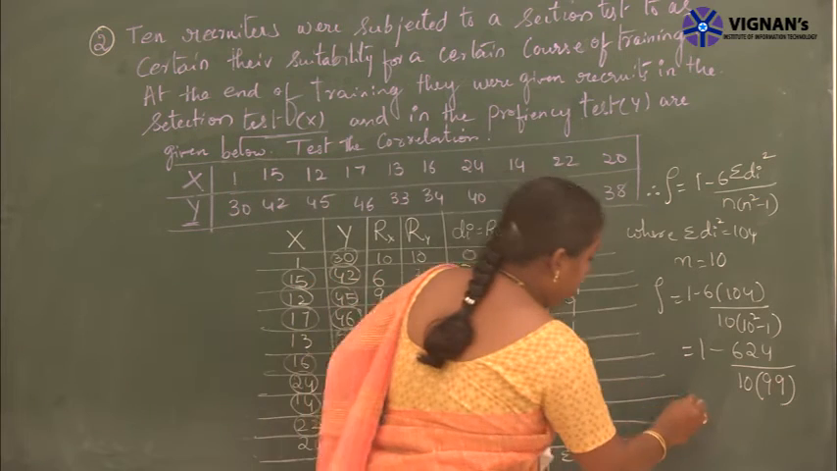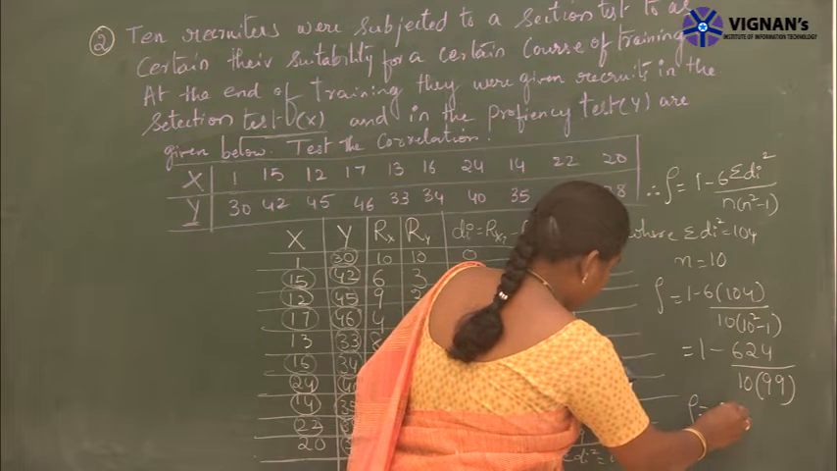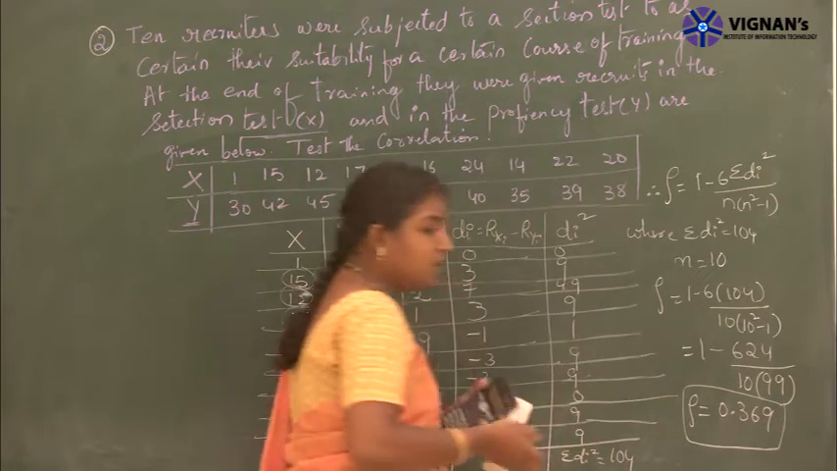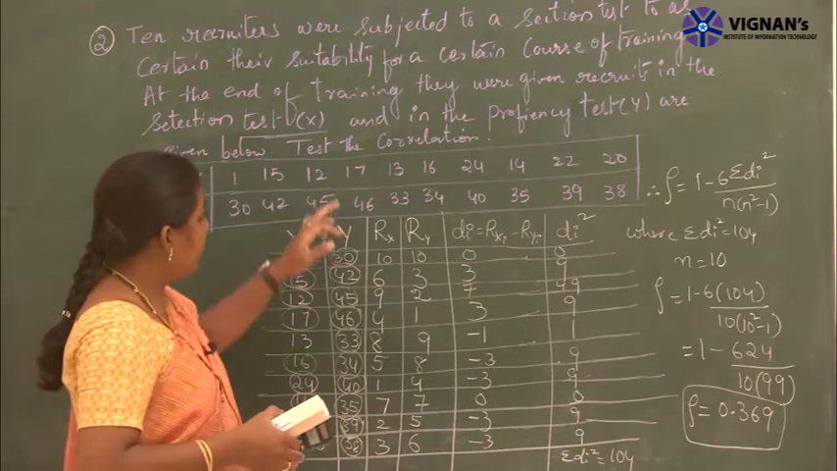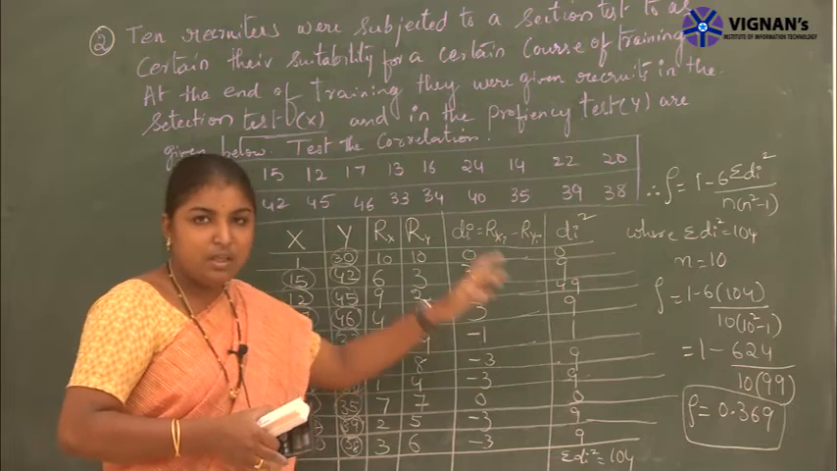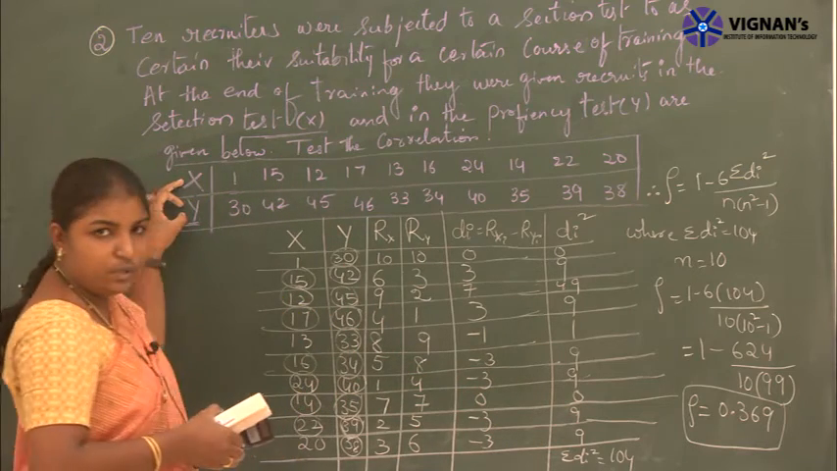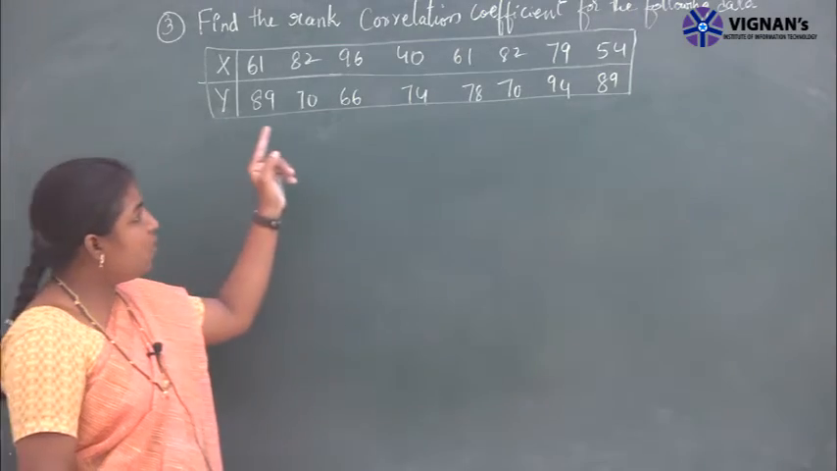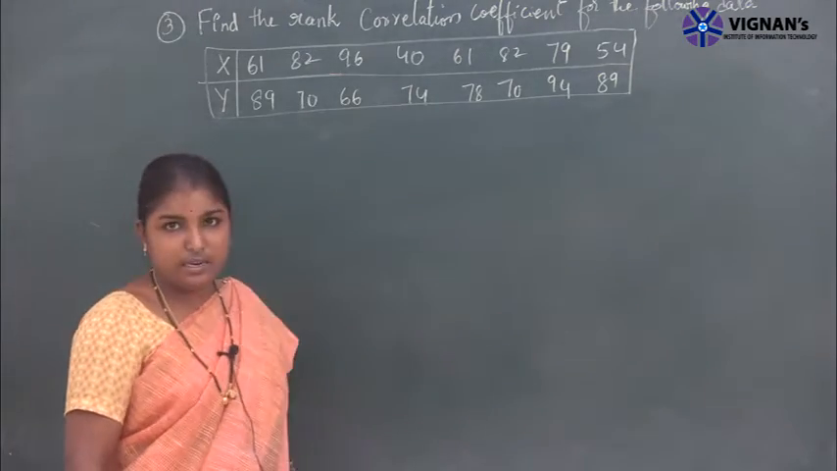So this value is rho is equal to 0.3696, which is known as the correlation between the two frequencies, the two given delta. Next problem is find the rank correlation quotient for the following data.